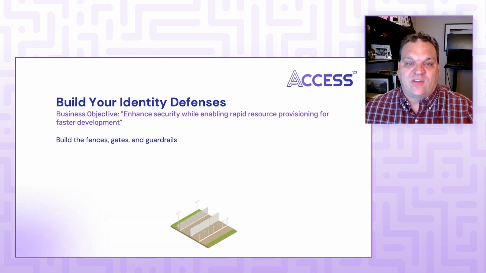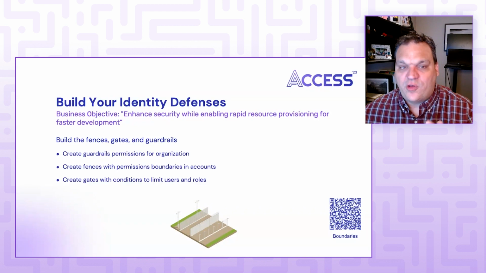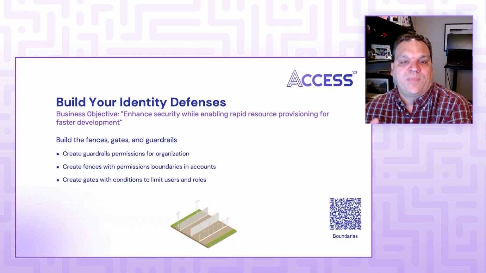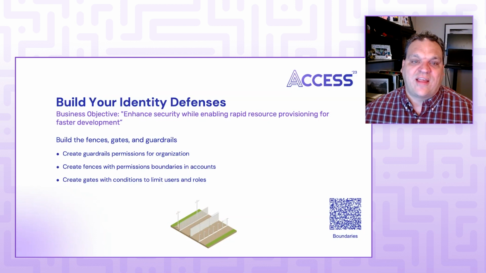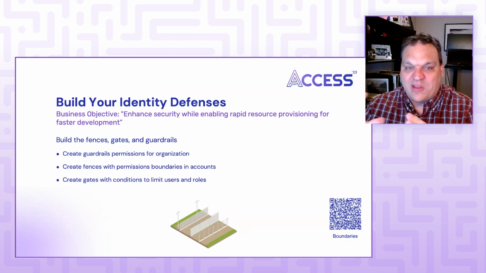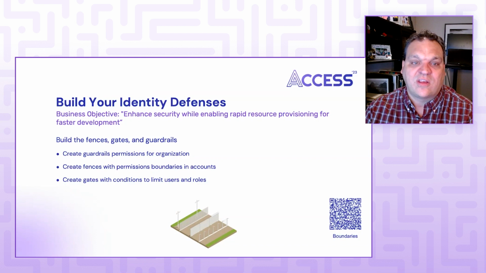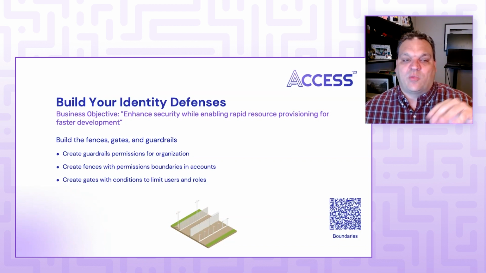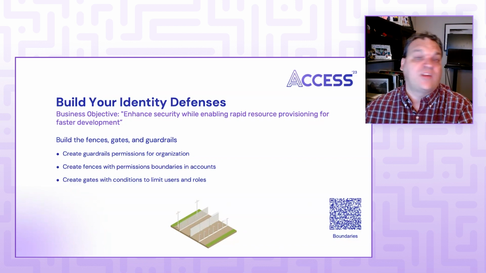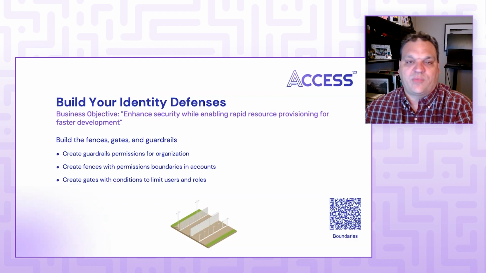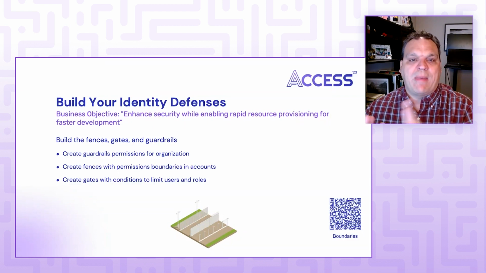So the way we do that is we build these fences and gates and guardrails and say, okay, I'm going to let you do whatever you want, but I'm going to keep it within these contexts. And there are a few ways to build these boundaries. Some of them are guardrails at the organization level. Some of them I call fences. They're permission boundaries inside accounts. And then there are these gates where you can actually put conditions on specific users or roles. So, a QR code here to help you tease that apart, but it's really important to understand it can look confusing when you map all this out.